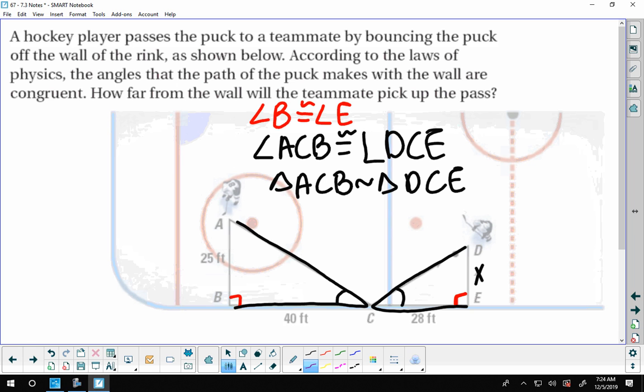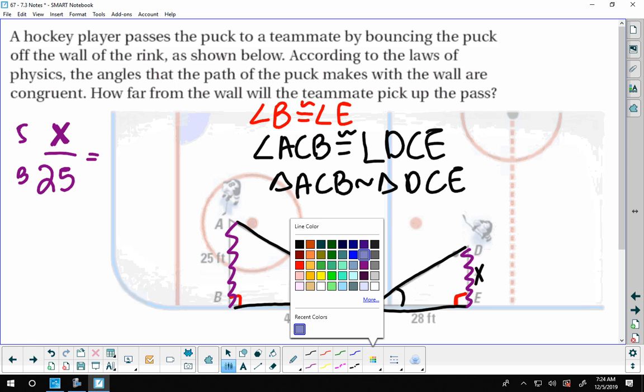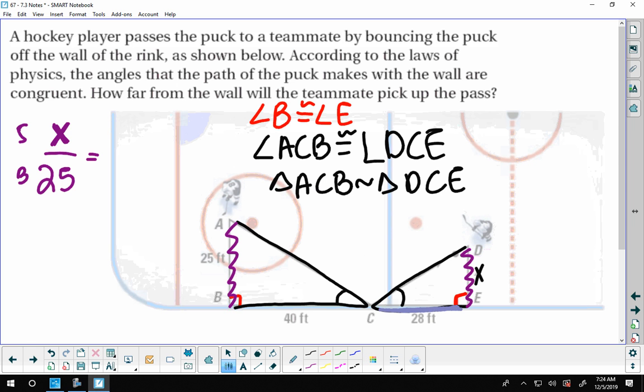So I always start with the variable x. In the small triangle, x corresponds to 25 in the big triangle. So I'm going to go small over big, only because I like to start with my variable. You don't have to, but x came from the small triangle, which is why I'm doing small over big. And then we also have 28 in the small triangle corresponds to 40 in the big triangle. So make sure you keep it consistent. I did small over big equals small over big.